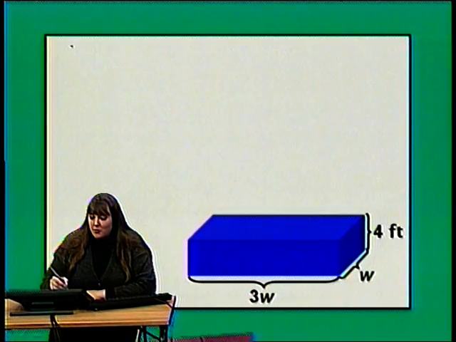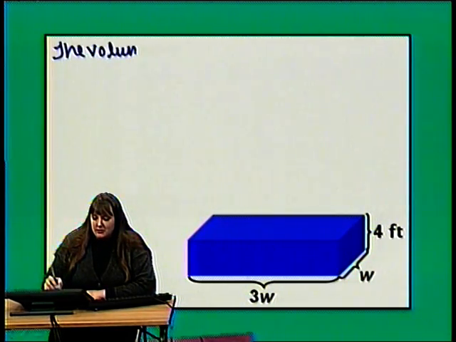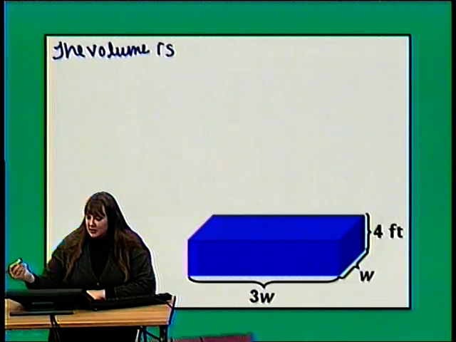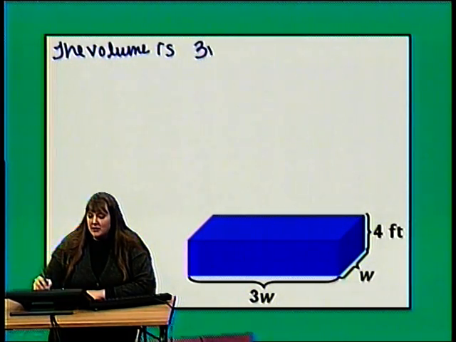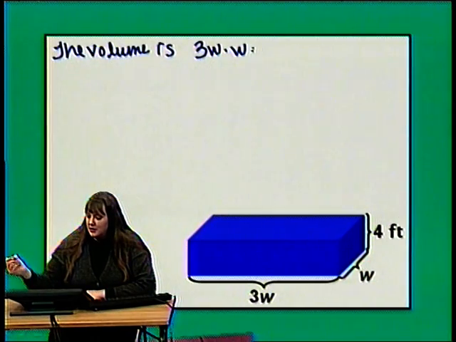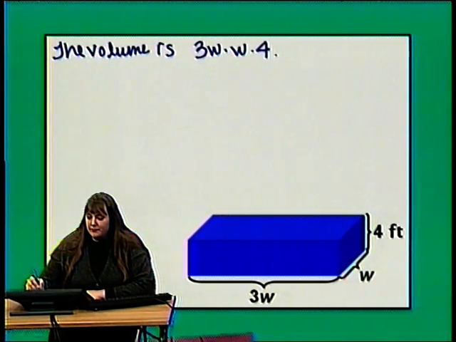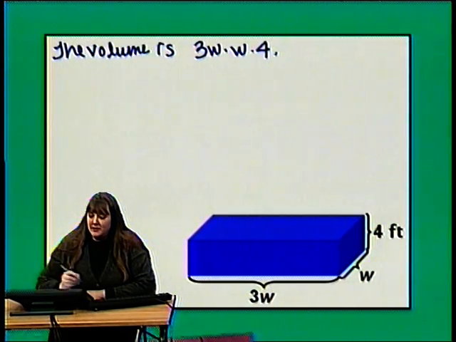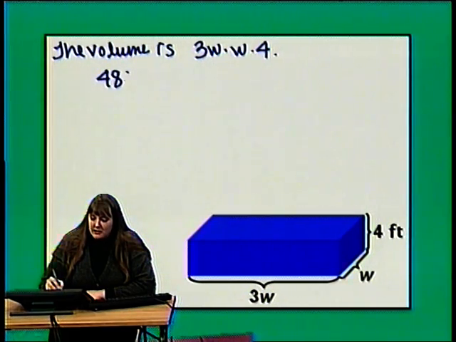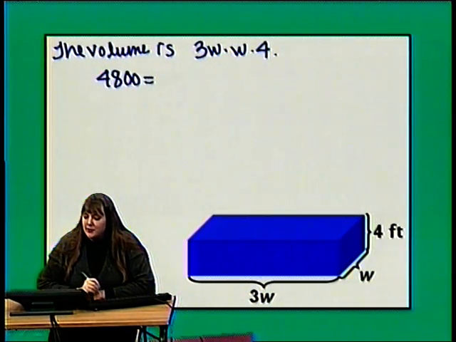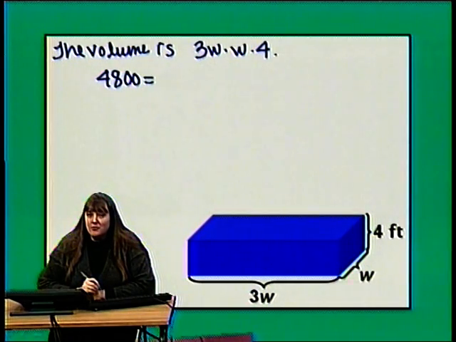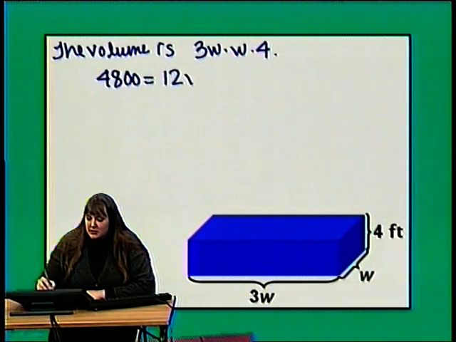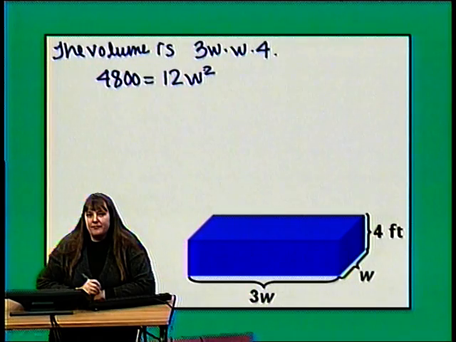So if W is the width of the swimming pool, we know that the volume is going to be length times width times height. So 3W times W times 4. Well, we were given that the volume of the swimming pool is going to be 4,800 cubic feet. So here we can say that 4,800 is equal to 3 times W times 4, which simplifies to 12W squared.